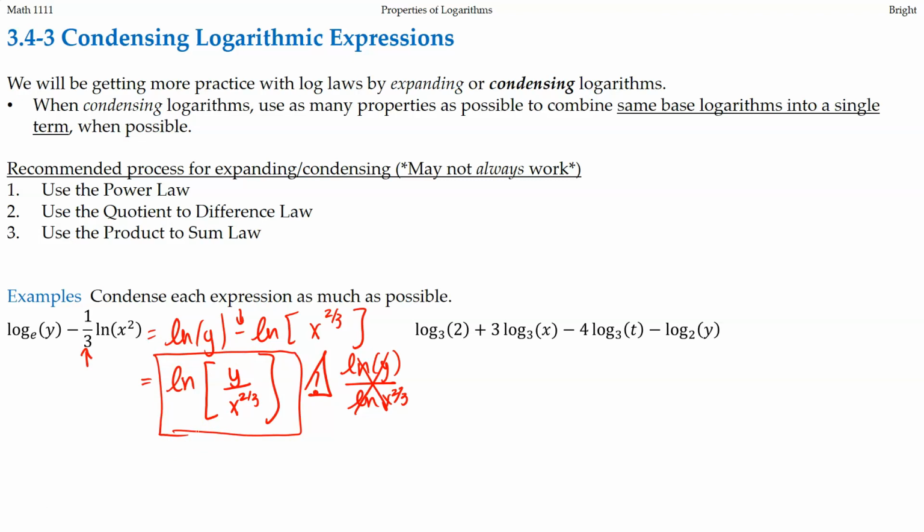I want you to try it. Start with looking for coefficients, and write those as exponents. Then, after you've done all those, look for a difference and write that as a quotient inside the logarithm. And then sums, write that as a product inside the logarithm. Okay, pause the video, try it out.